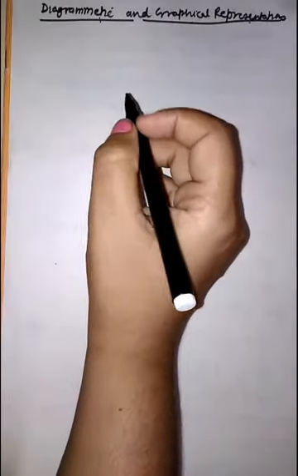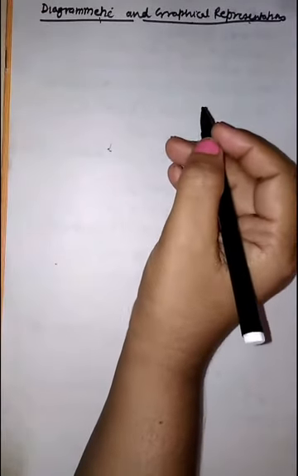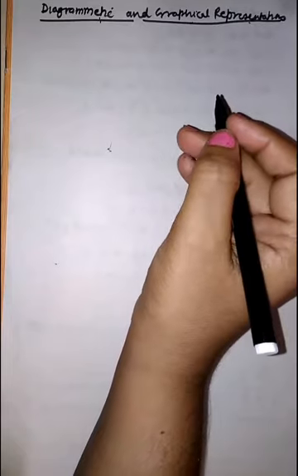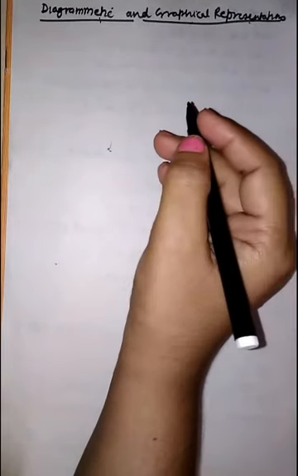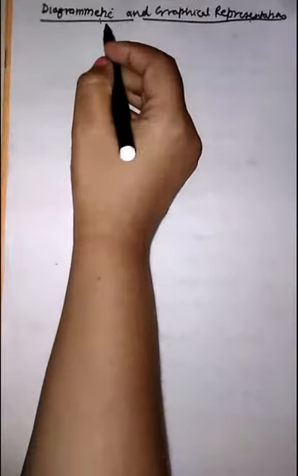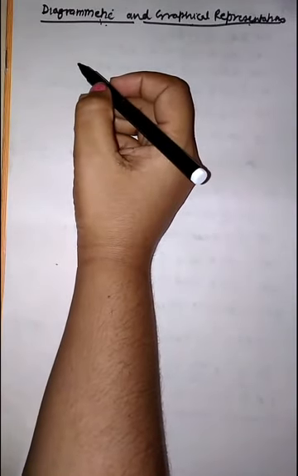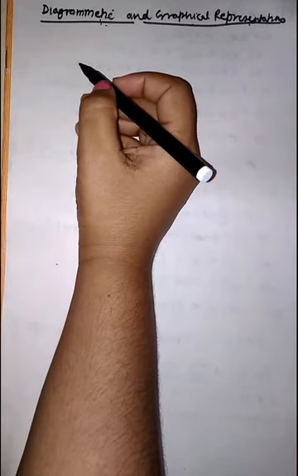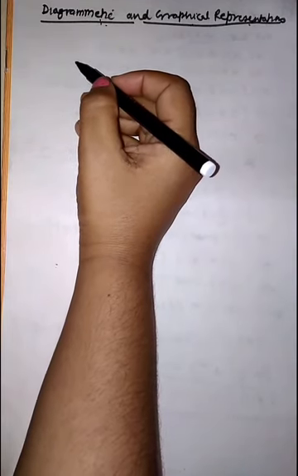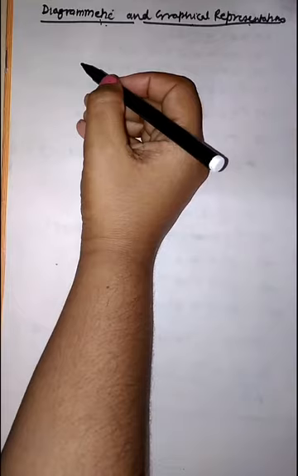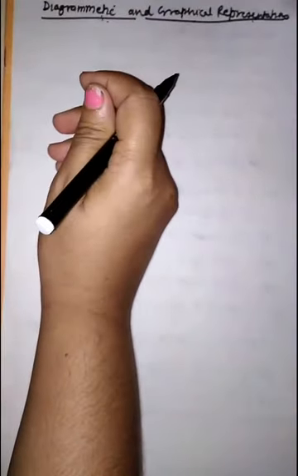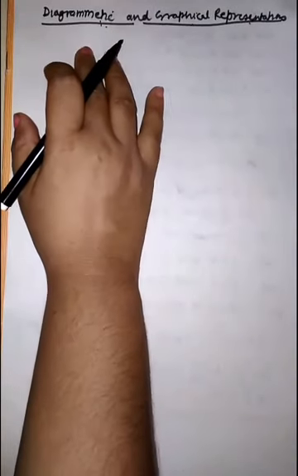Actually, friends, there are numerous ways of displaying statistical data pictorially. Some of them are visual representations: diagrammatic and graphical representation, pictogram, which is in picture form, and cartogram, which is in map form. Right, friends? So this is the overall view of the introduction.